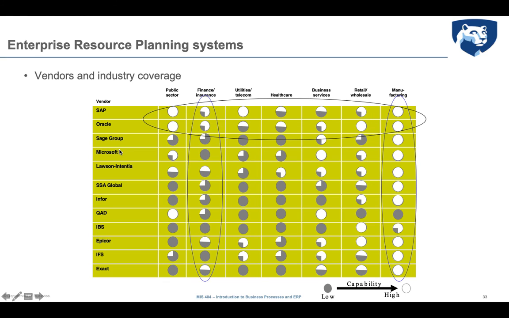You see that SAP covers almost all the industries. There are some gaps in healthcare and business services, like consulting, for example, while all the others, if you exclude Oracle, have gaps. You see there is a lot of gray area in some of the industries. So SAP is the one that covers most of the industries.